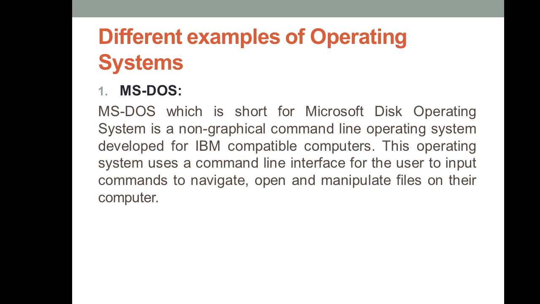So basically MS-DOS. MS-DOS is the Microsoft Disk Operating System, and it is a non-graphical operating system. Why are we saying that it is a non-graphical operating system? Because this kind of operating system is command based basically. It was developed by IBM, and this operating system uses a command line interface. Command line interface means if you want to interact with the computer, then you have to write some commands, then only can you interact with the computer.